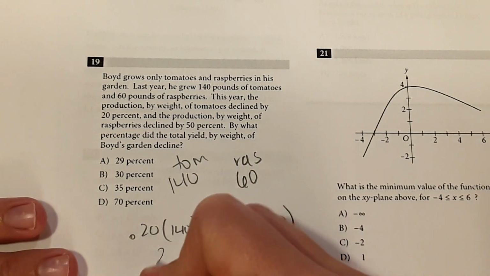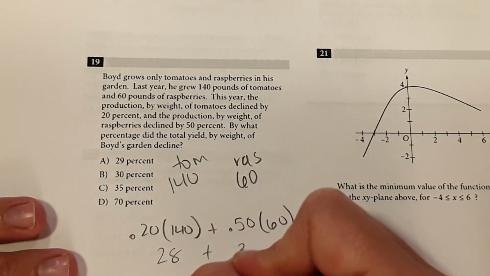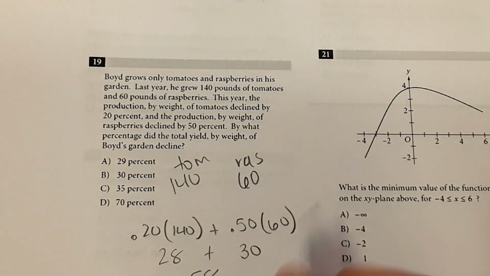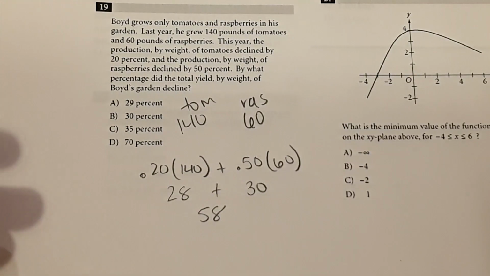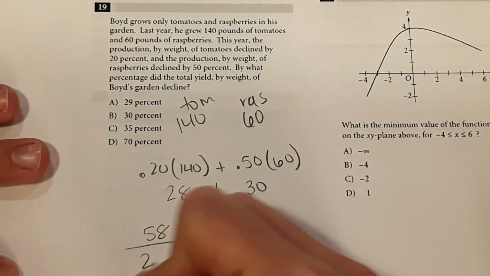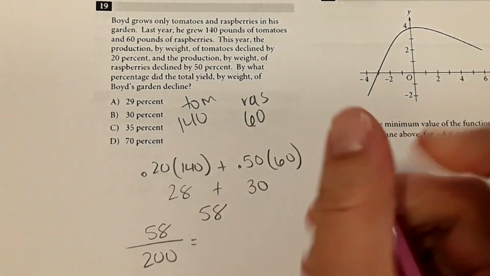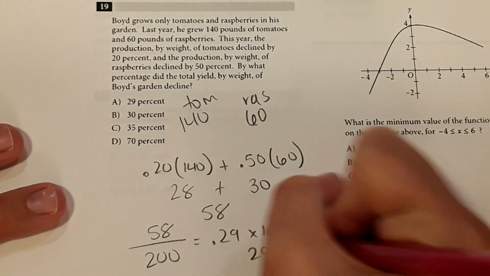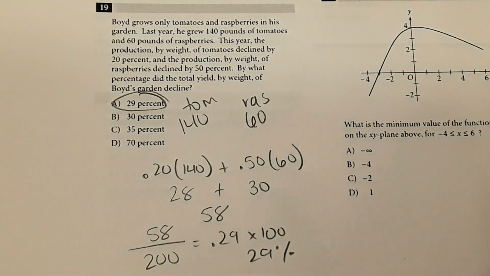What this comes out to is 28 plus 30, 58. So that's how much less they are growing. So it would be 58 over 200. Gives us a percent decline, so 0.29 times 100 is 29%. A.